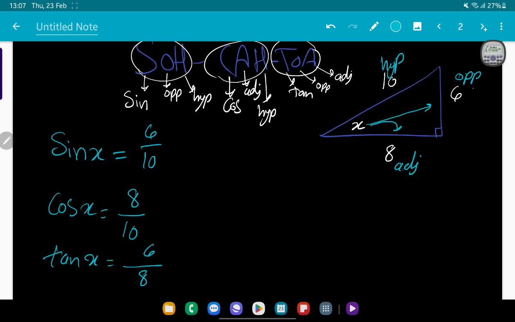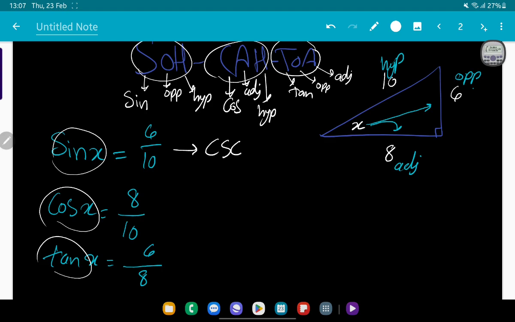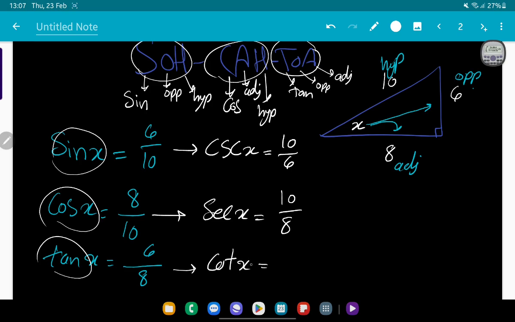We also have, if you flip each one of the three ratios, each one has an inverse. The inverse of sine is cosec x, and it's 10 over 6. The inverse of cosine is sec x, and it's 10 over 8. Cotan x is the inverse of tan, and it's 8 over 6.